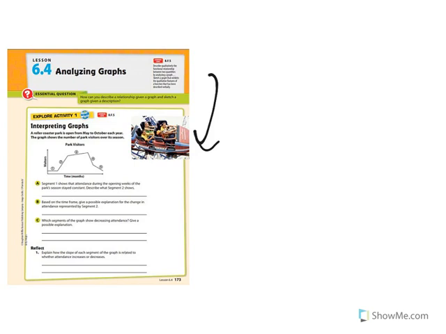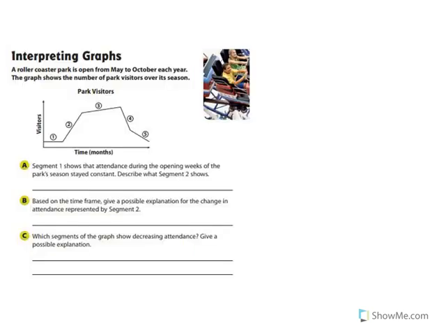All right, so our first example here, we have the example of a roller coaster park, an amusement park. Think of Six Flags. It's open from May to October each year. The graph shows the number of park visitors over its season. All right, so what we have here, segment 1 shows that attendance during the opening weeks of the park season stays constant.